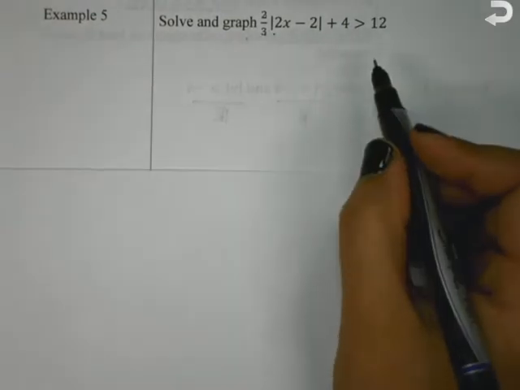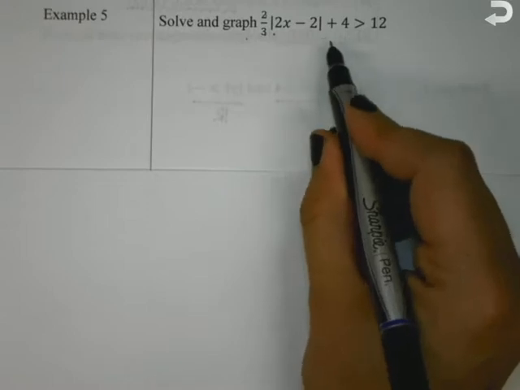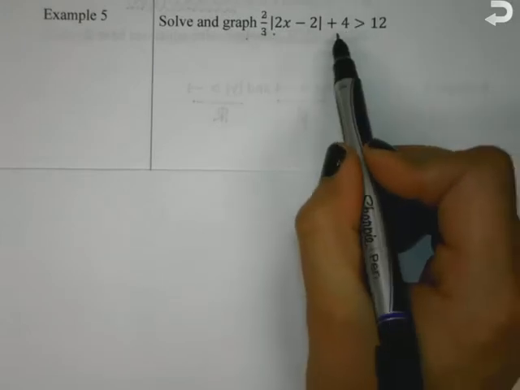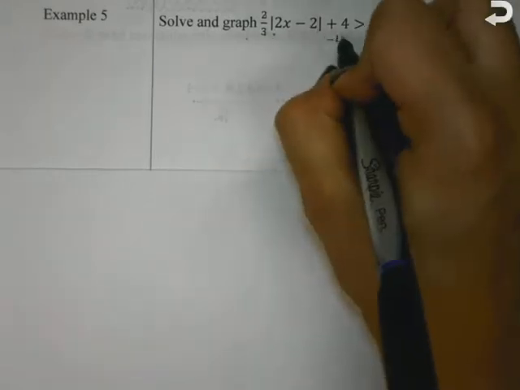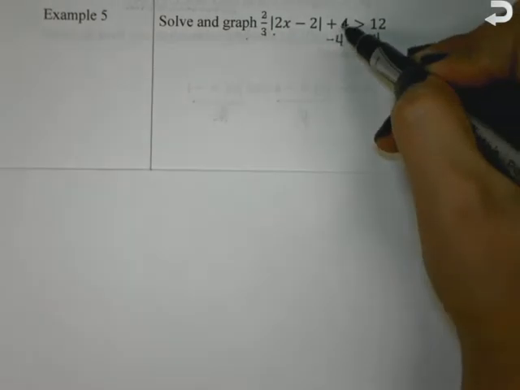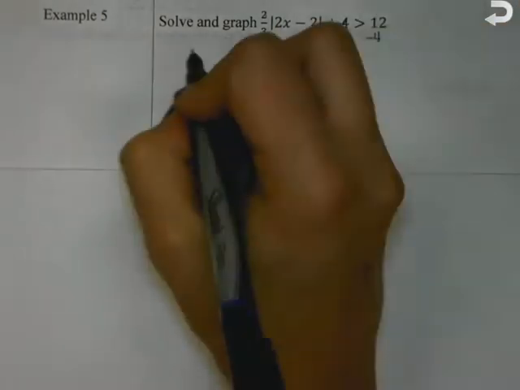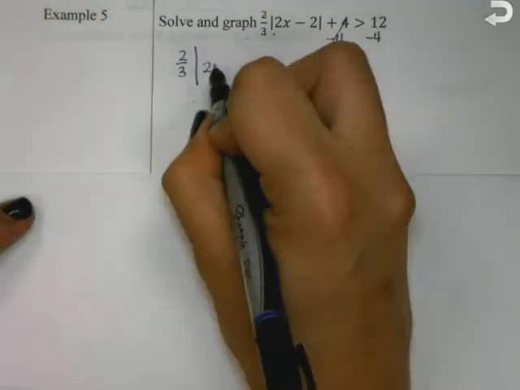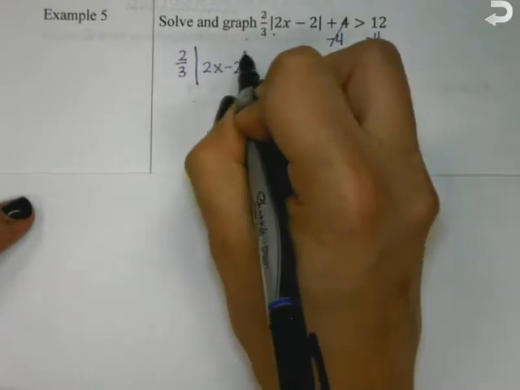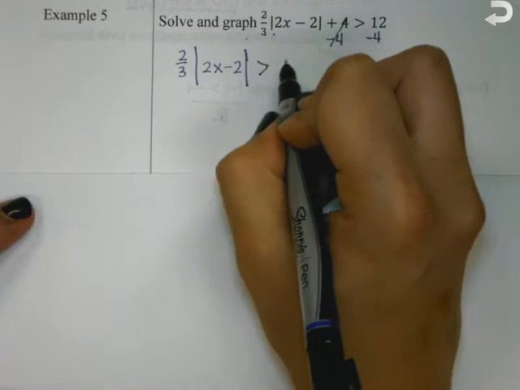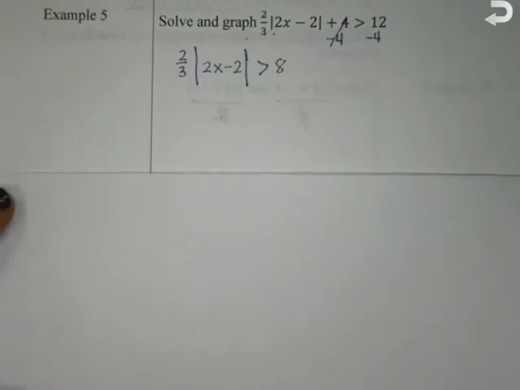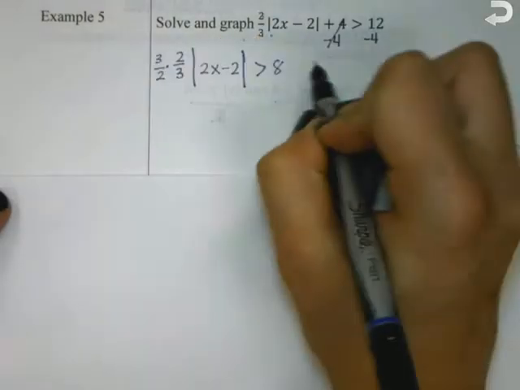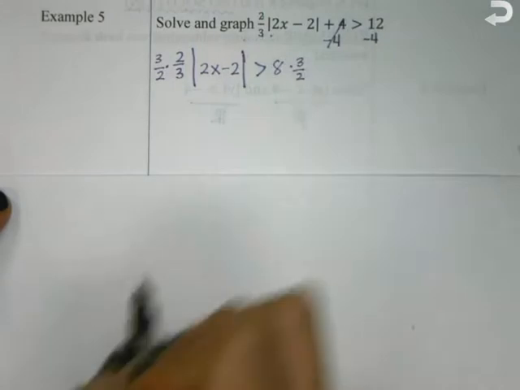4 minus 4 gives me 0, so those cancel. So I have 2/3 times the absolute value of 2x minus 2, greater than 12 minus 4, which gives me 8. Now I don't quite have the absolute value by itself yet. I need to multiply by the reciprocal, 3/2, on both sides. My 2's will reduce and my 3's will reduce, so I get the absolute value of 2x minus 2 greater than, 2 goes into 8 4 times, and 4 times 3 gives me 12, so greater than 12.